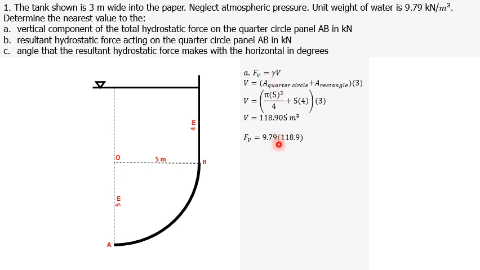Now we're ready to solve for our Fv. The unit weight is given in the problem, so we use 9.79 kilonewtons per cubic meter as our unit weight. Multiply that to the volume we computed. So therefore, Fv, or the vertical component of the total hydrostatic force, is equal to 1,164.08 kilonewtons. If we try to draw that in the figure, this is Fv.